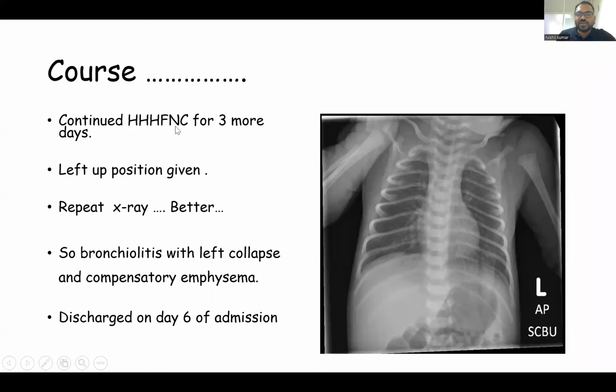On the hospital course, the baby continued on HFNC for 3 more days, and prone position was given. The repeat X-ray showed improvement, and the bilateral patchy opacity had resolved. So the initial diagnosis was now confirmed as bronchiolitis with left collapse and compensatory emphysema, and the baby was discharged on day 6 of admission.